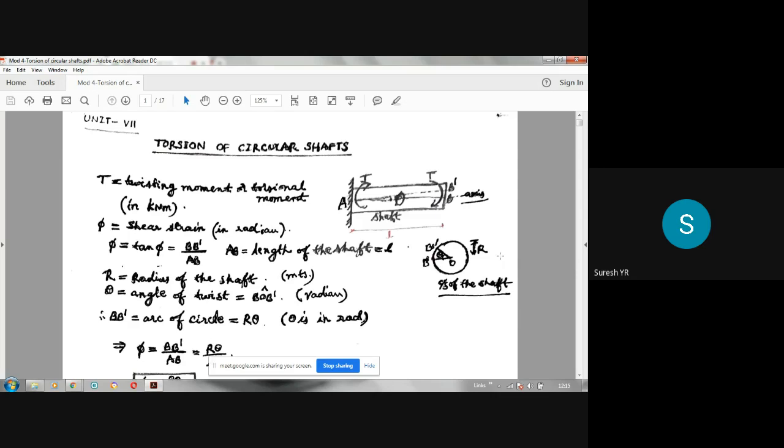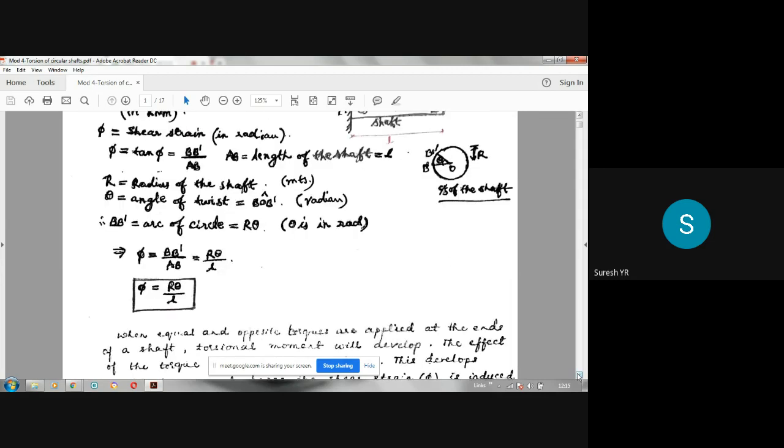So angle of twist is angle BOP dash. That is also in radians. All the angles are taken in radians. Even if they give degrees in the problem, you have to convert the degrees to radians. You know that 1 degree is pi by 180 radians. All these things you should note down.